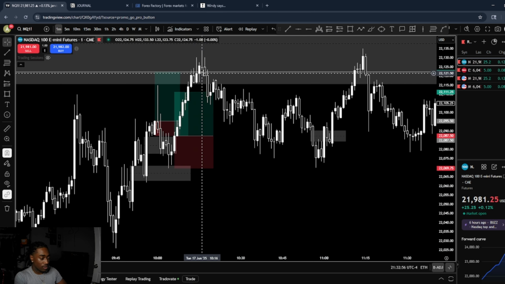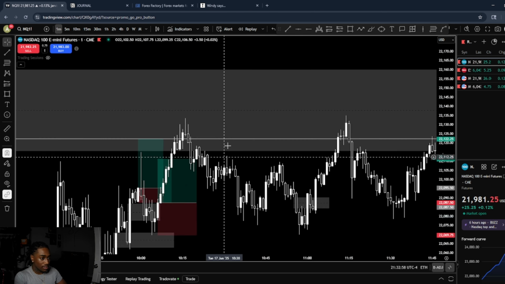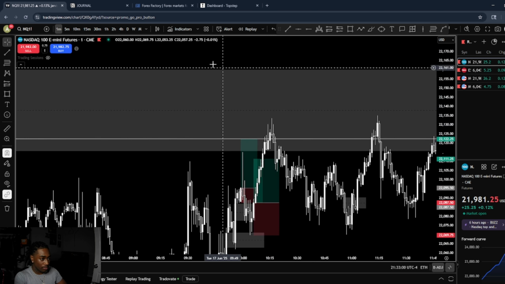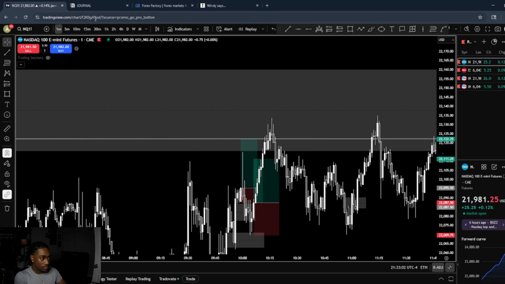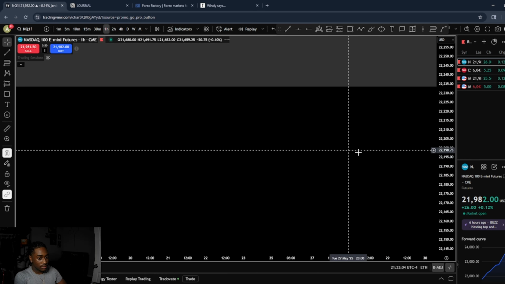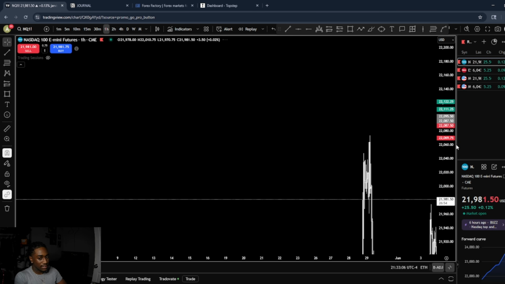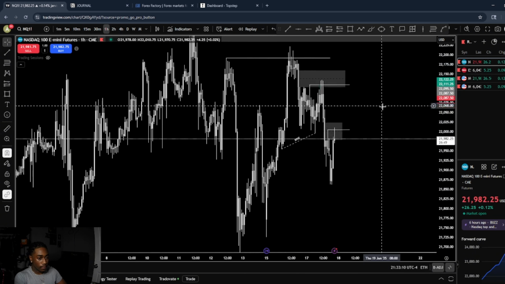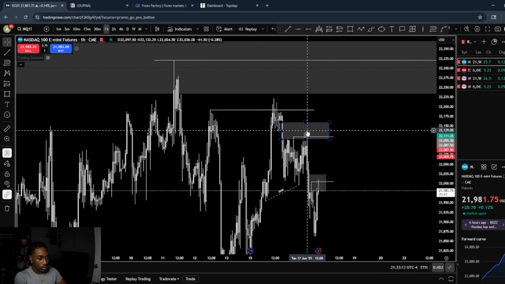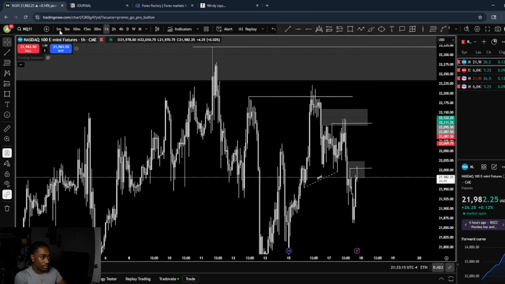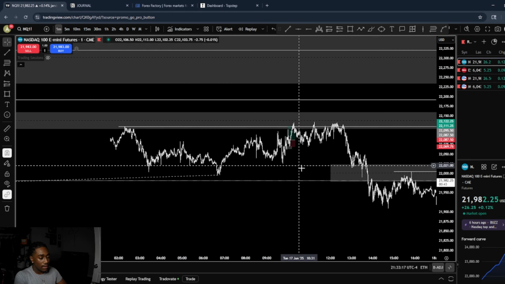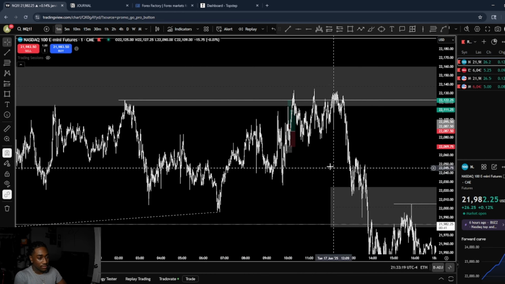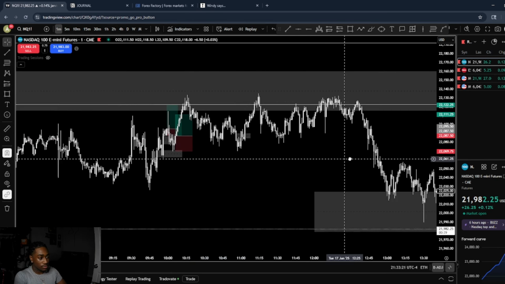After we take this high, I don't want to take any longs because this gray box is a 1 hour imbalance. I expect us to come and react off this level. So we came up, we swept the liquidity, and we tapped the 1 hour. Now we're displacing back down. That's what I wanted to see, and I did not want to take any longs in this area. So I waited for more price action to build.